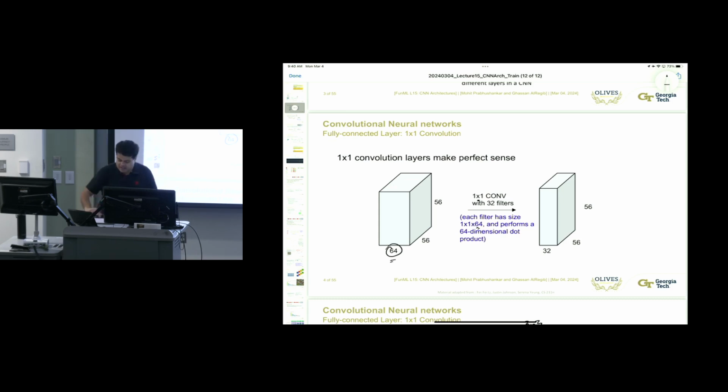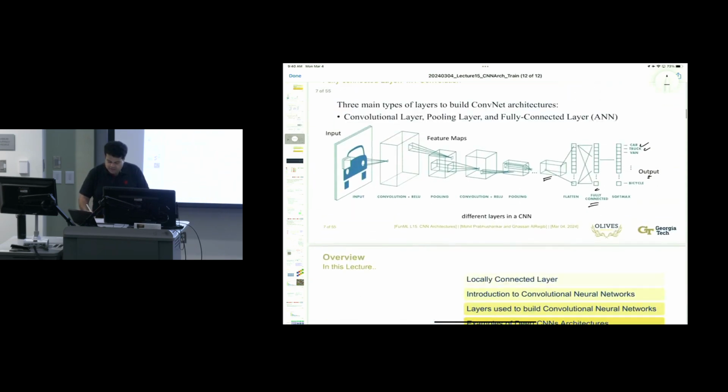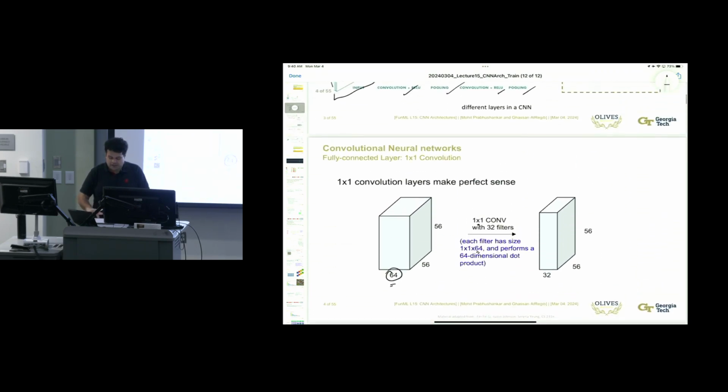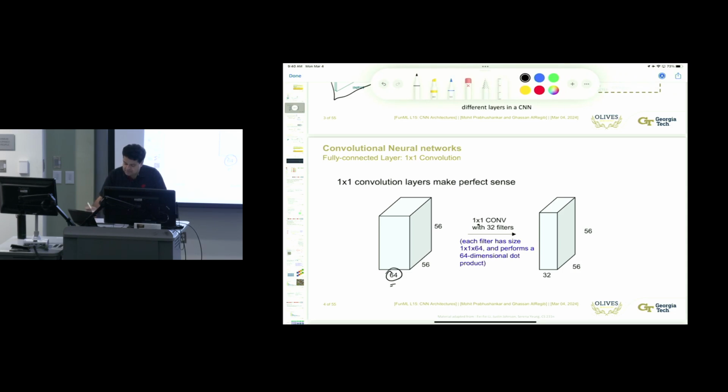So in this case, let's say 64x56x56 is the output from here. The way I would use a convolutional kernel in order to create a fully connected layer is basically having 1x1x64 as my kernels. Now I can have any number of these kernels. In this case, I have 32 kernels, which would imply that I get a 32 cross 56 cross 56 element layer out of this.